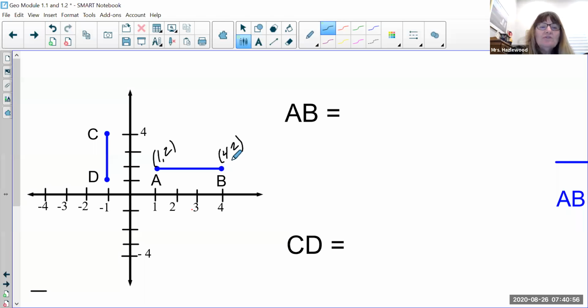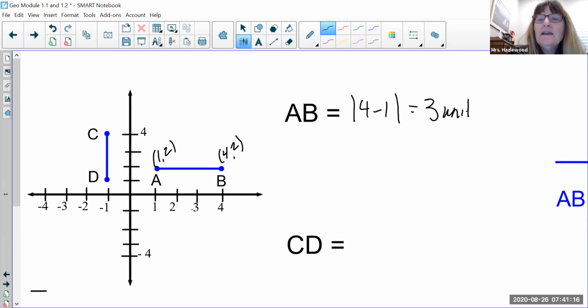So what I'm going to do is subtract my X values. I mean, I can easily just count it, but I just want to make sure that you understand how the ruler postulate works, how to find the length. So I'm just going to say 4 minus 1. So I know that is equal to 3 units. And again, I can just go 1, 2, 3. So I know that that's 3 units. So I know the length of AB is equal to 3 units.